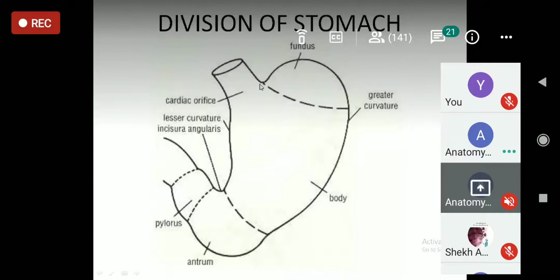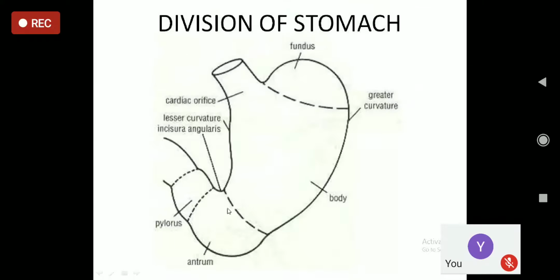So the stomach is divided into fundus, body, and pylorus. The fundus is the highest part of the stomach, which we can demarcate. We can draw an imaginary line passing horizontally through the stomach from the level of the cardiac orifice, simply from the cardiac orifice to the left side. The part of the stomach that lies above this line is known as the fundus.